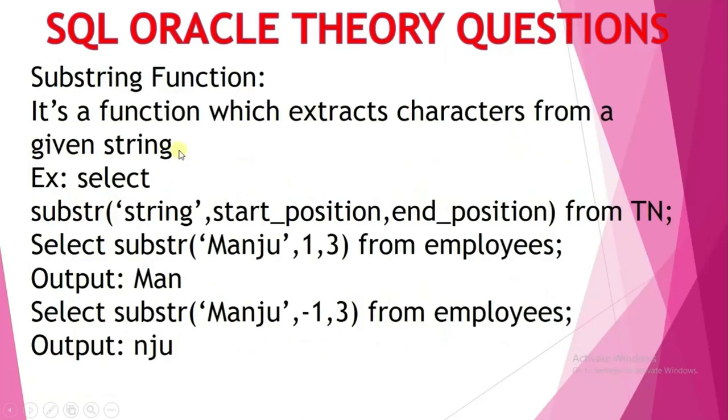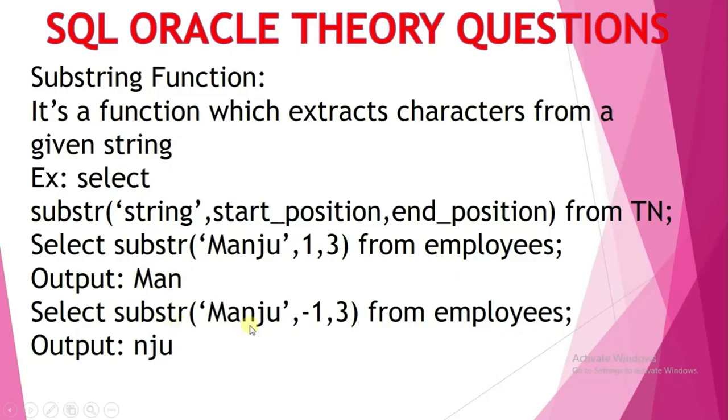Then moving to the substring function. It's a function which extracts characters from a given string. This is the syntax here: select substring of string, start position and end position from table name. Example here: select substring of the string MANJU, comma 1, comma 3. Here 1 is the starting point, and up to 3 characters it extracts, meaning MAN, from employees. So the output you will get is MAN.